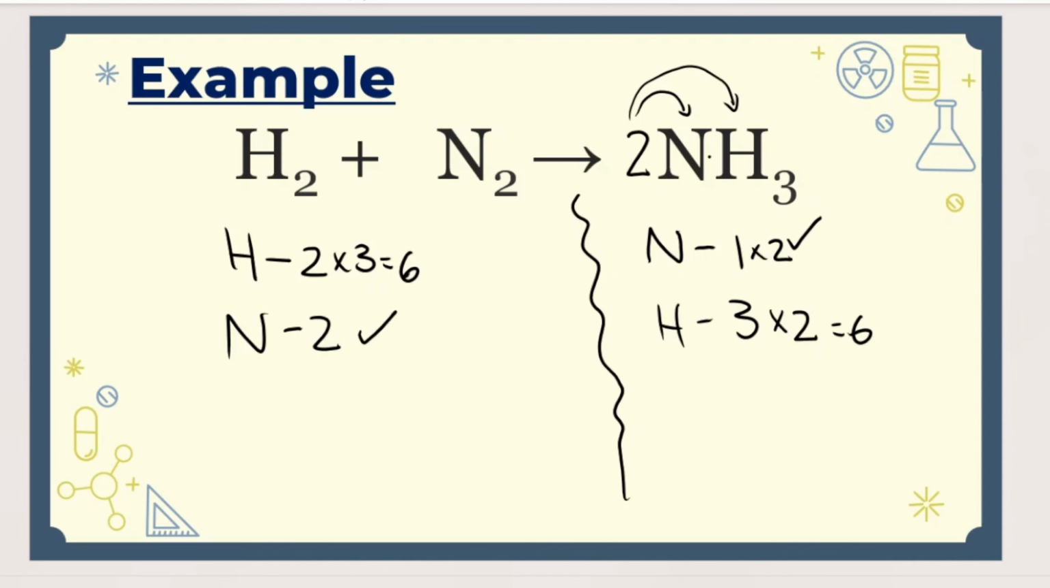But now that I've added the 2 in front of this molecule over here, 2 times 3 gets me 6. So I need to make this one become 6. So I need to also times it by 3. That's also a nice, easy one. Okay, and again, our ratio is 3 to 1 to 2. So that's as simple as it gets.